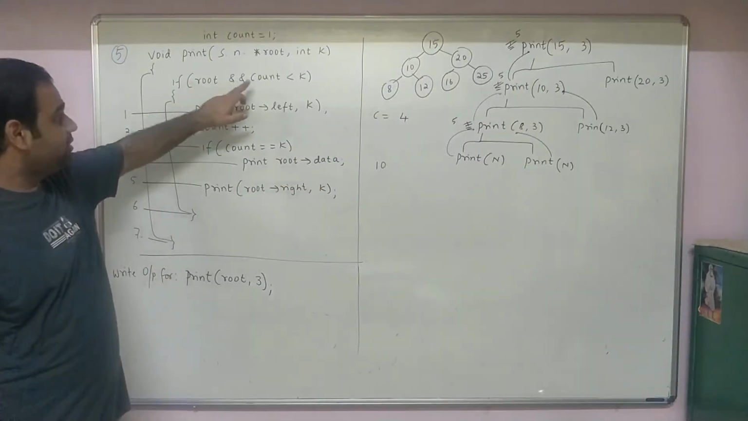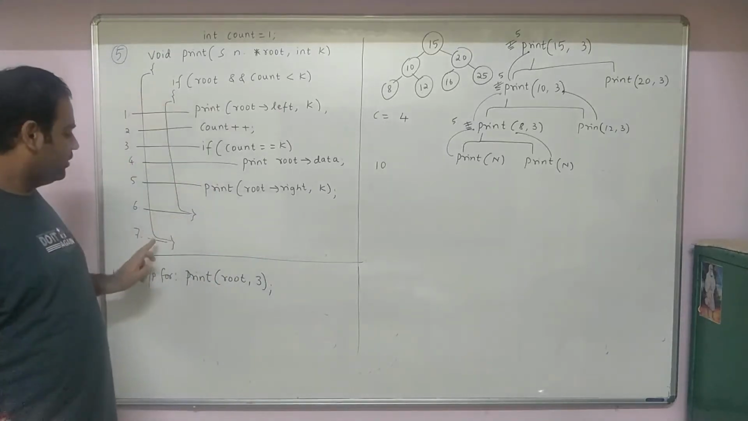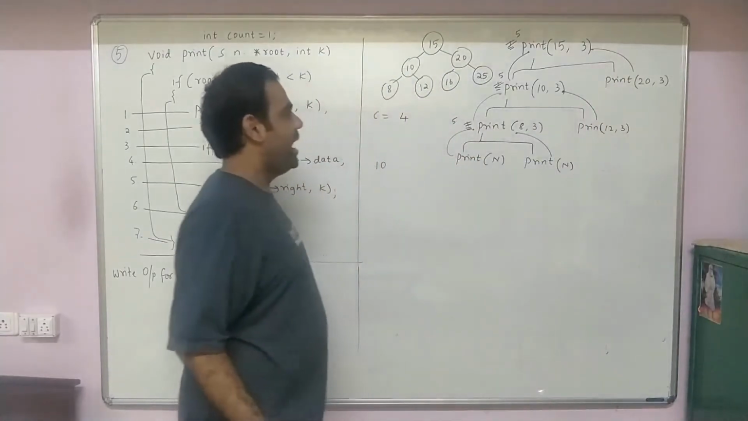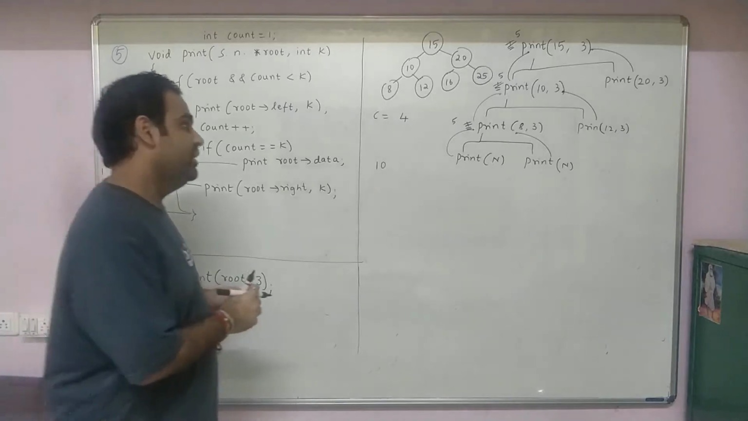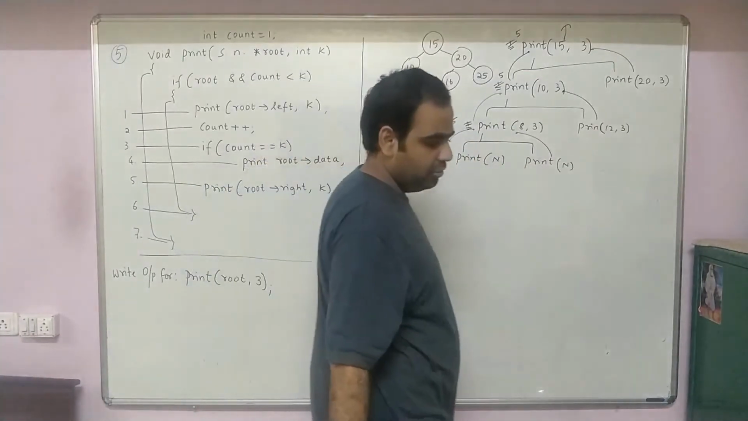20 not equal to null. Yes. What is the value of count? 4. Is 4 less than 3? No, 4 is not less than 3. Do not execute this. Execute 7. Closing bracket of the function is taken as return. Go back. Where to go back? Line number 5, do nothing. 6 is completed. 7 is again return. Therefore, what is the output you see? The output you see is 10.